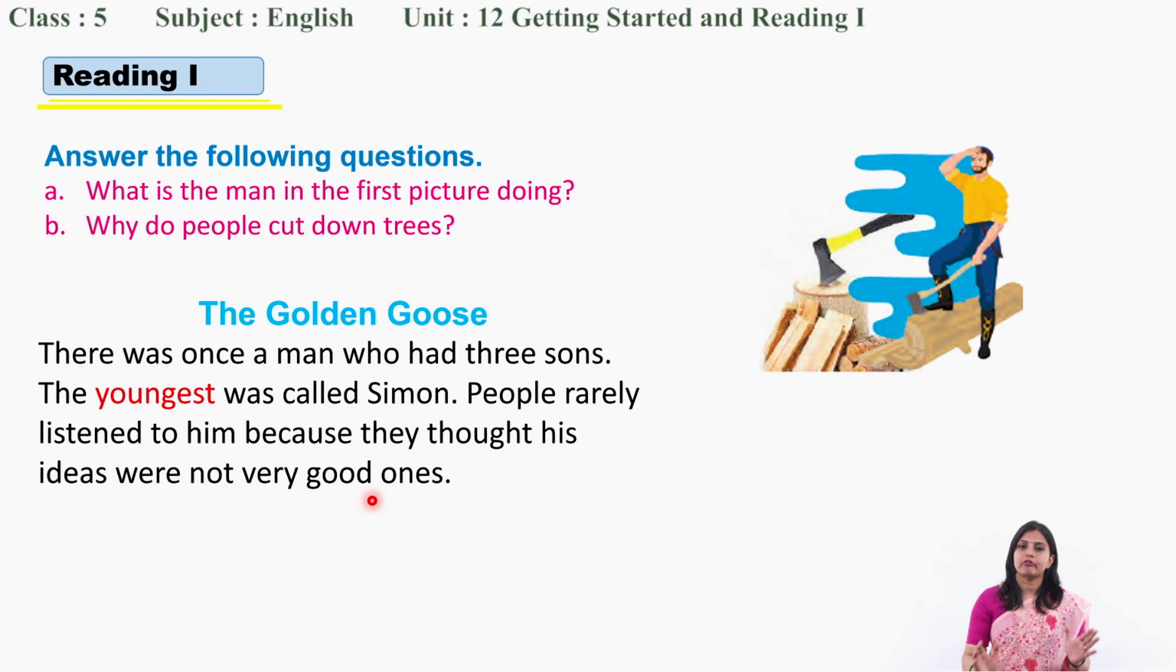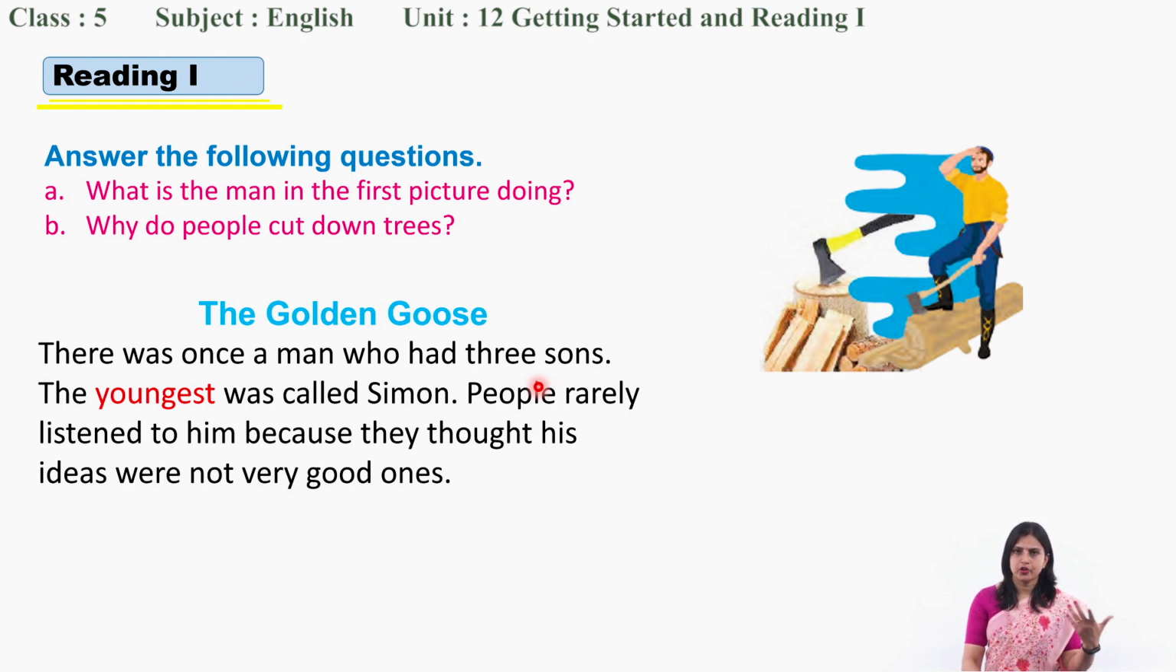So just quickly read this and tell me what is being said here. Okay, so did you see that? Read it. Okay, so tell me, how many sons did the man have? Good, yes, 3 sons. There was once a man who had 3 sons. Yes, 3 sons were there. And who was the youngest one?